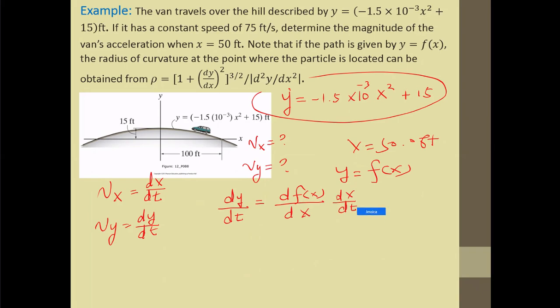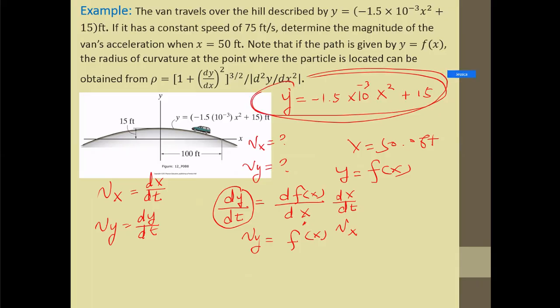This way. Then this guy is what? The y dot. This is f prime of x times x dot, and this is vx. This is a relation between the y-computed velocity and the x-computed velocity. Okay, let's do that then. y is given as a function of x. Then take a derivative, and that equals dy over dx times dx over dt.